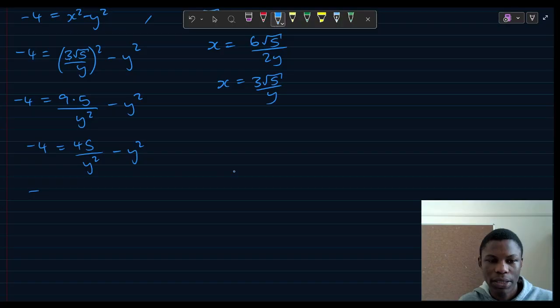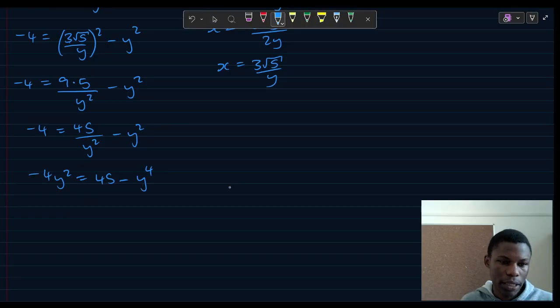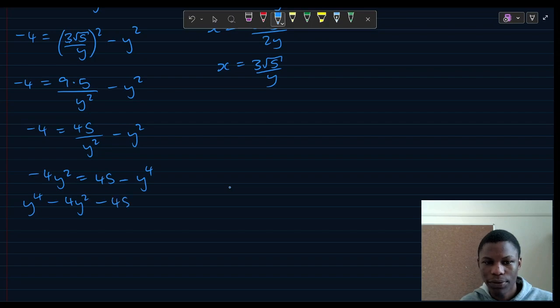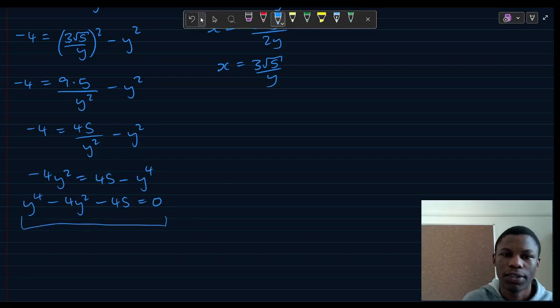Multiply through by y squared, so that's -4 times y squared is equal to 45 minus y squared times y squared, y to the 4. And if we move everything to the left hand side, we've got y to the 4 minus 4y squared minus 45 is equal to 0. And now we have the quadratic equation that they were talking about. The question stated by first forming a quadratic equation, we have formed the quadratic equation they asked for.